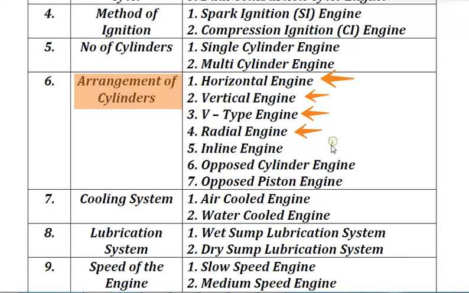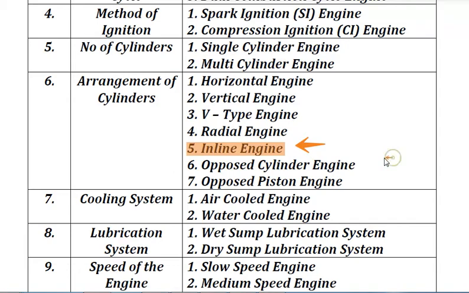Next are the inline engines, very popular engines. Inline engines means the piston-cylinder arrangement is done in a single line, parallel to each other, and that is the reason why such engines are called inline engines. So you can clearly see the inline engines here. Most of the engines are inline engines. Examples are 2-cylinder inline, 3-cylinder inline, 4-cylinder inline, 5-cylinder inline, and 6-cylinder inline engines.